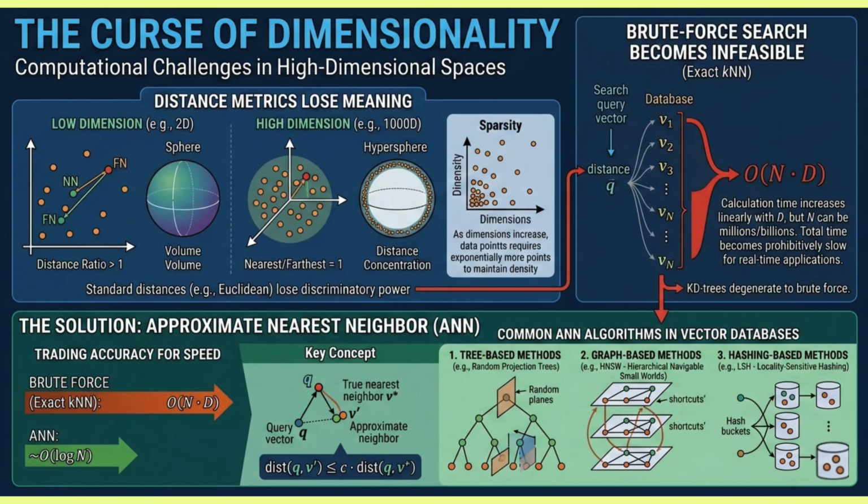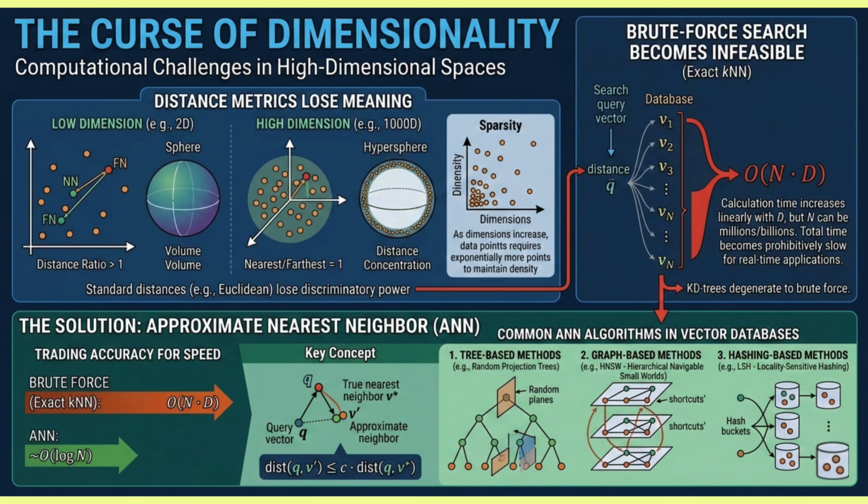The curse of dimensionality refers to the various counterintuitive phenomena and the computational challenges that arise when analyzing and organizing data in high-dimensional spaces. In a low-dimensional space, our geometric intuition about distance holds true. Objects clustered together are truly near each other, and the distance difference between the closest and the farthest neighbor of a given point is significant.